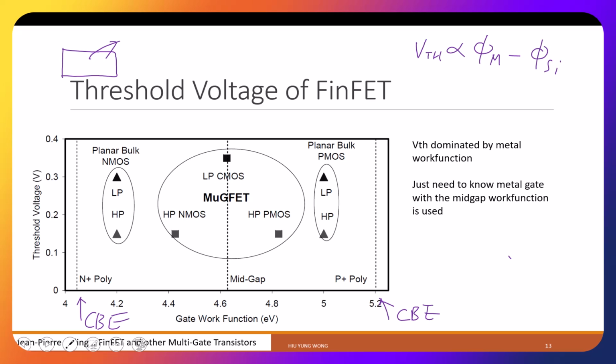But nowadays, it's very mature in the industry, and they do this gate work function engineering by depositing a few atomic layers of different metal. Then they have different effective work functions to get what you want: NMOS, PMOS, high voltage, low voltage on the same wafer. Polysilicon is gone since 45 nanometer, because polysilicon has a very strong gate depletion.